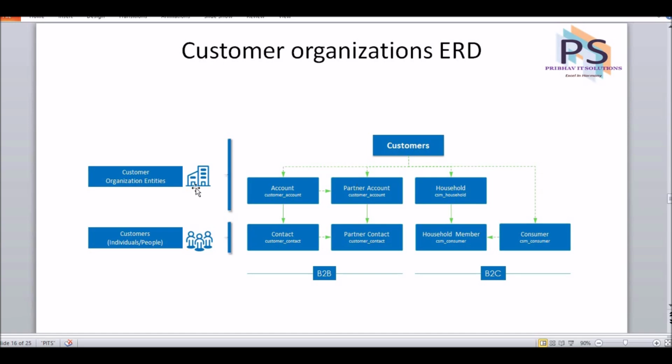So in ServiceNow, we have this account concept. Account does have the contact. When we talk about contacts, we have a primary contact. The partner account, other than the account, is also stored in the same table, where we have a checkbox to segregate whether it's a customer or a partner. Partner also has the partner contact, also stored in the customer contact.